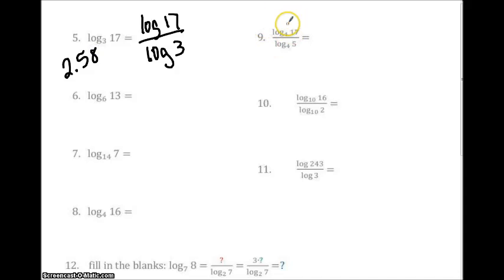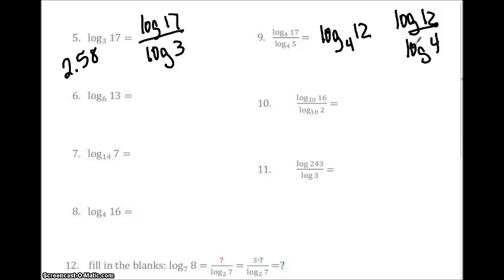Number 9, remember from your properties that division is subtraction, so this becomes log base 4 of 17 minus 5, which is 12, which becomes log of 12 over log of 4. So log 12 closed divided by log 4. You get 1.79. Remember, these are all approximate answers.